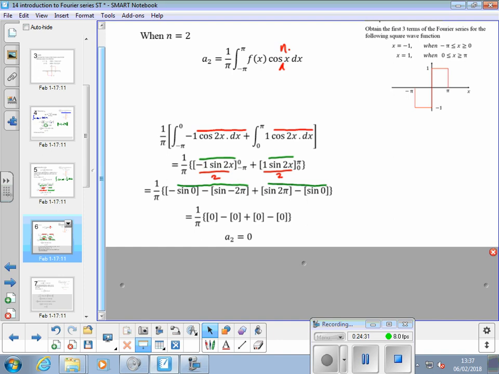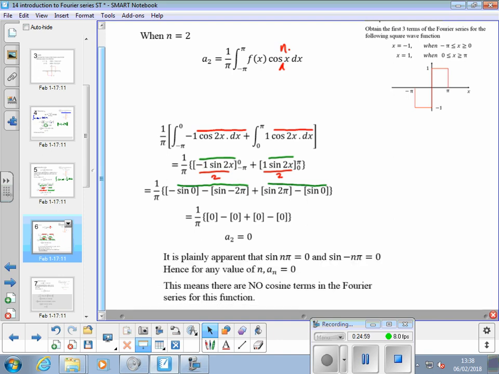If you know your sines and cosines, and you know that the sine of 0 is nothing and the sine of pi is nothing, and the sine of 2 pi must be nothing as well, you can see that, and it doesn't make any difference that I've accidentally not put the divide by 2 in. So, having determined that A1 and A2 are 0, we can make the deduction that there are no cosine terms in this series.